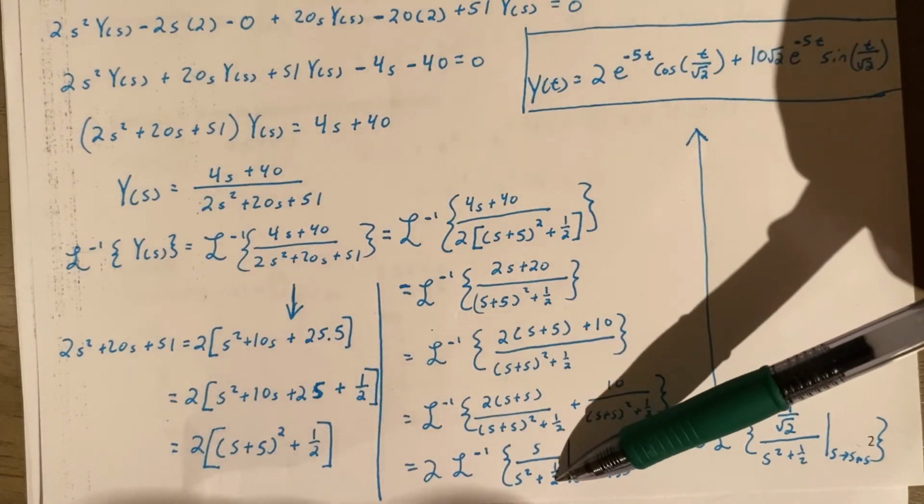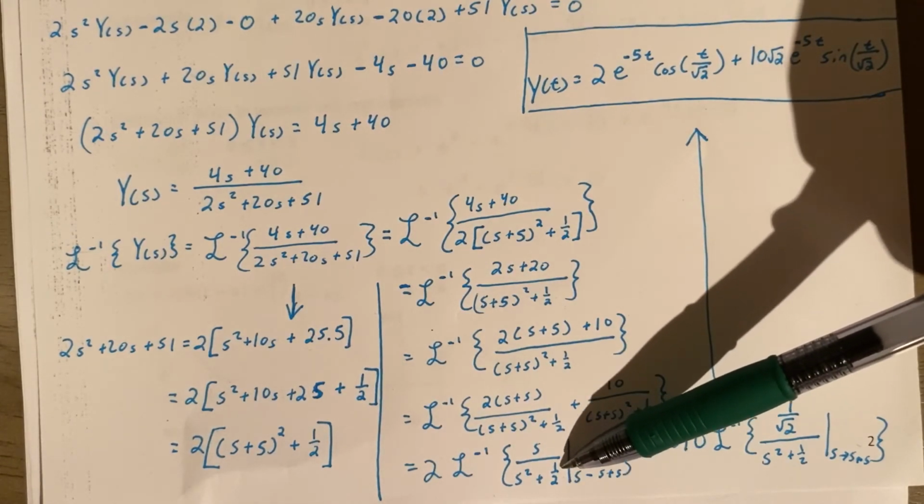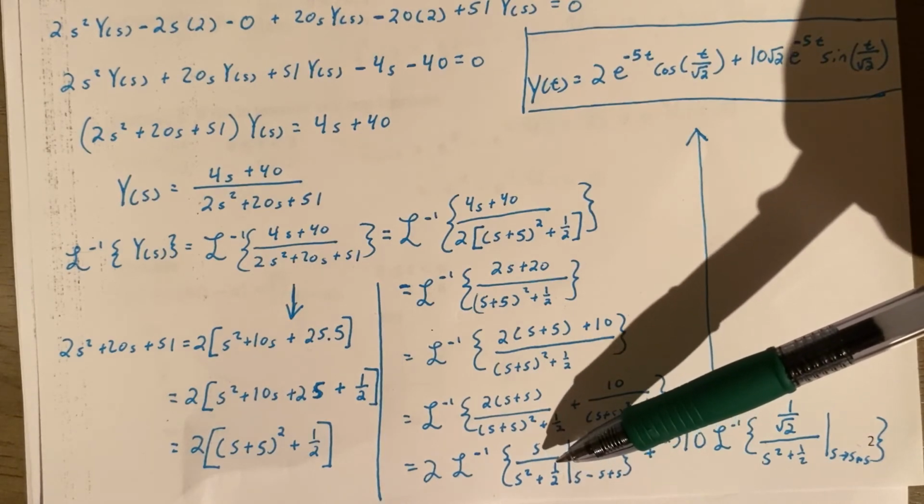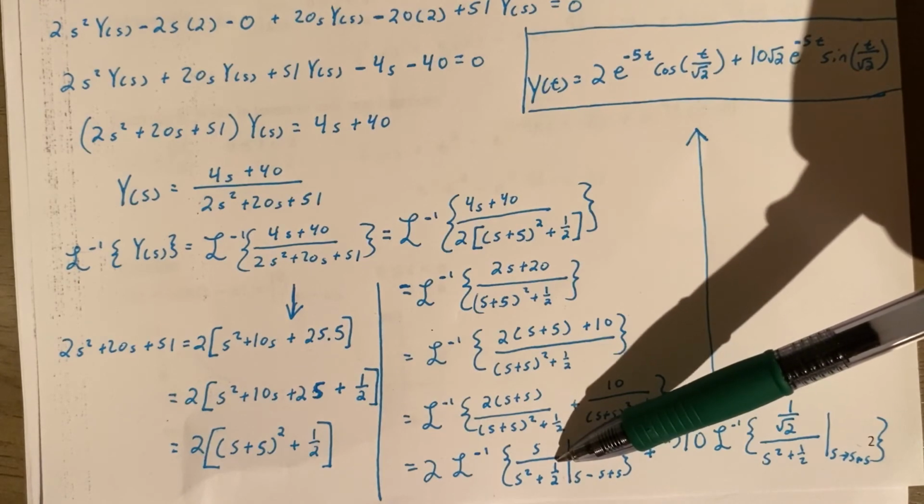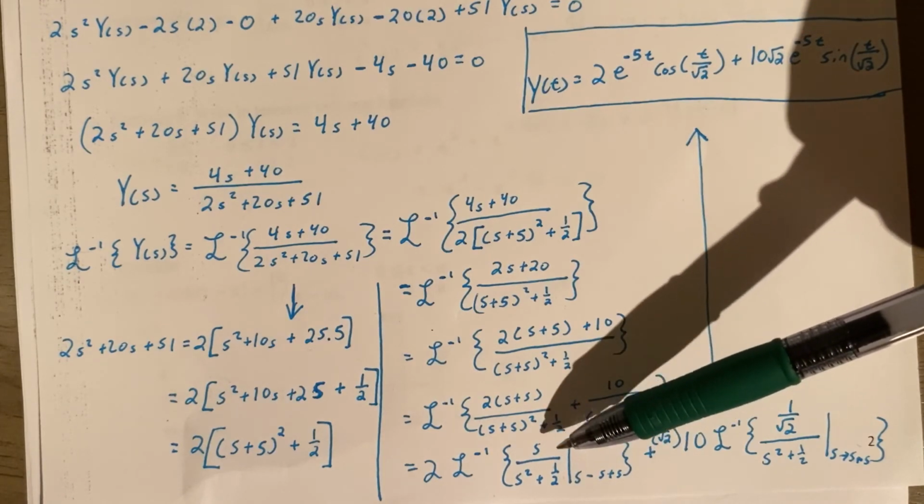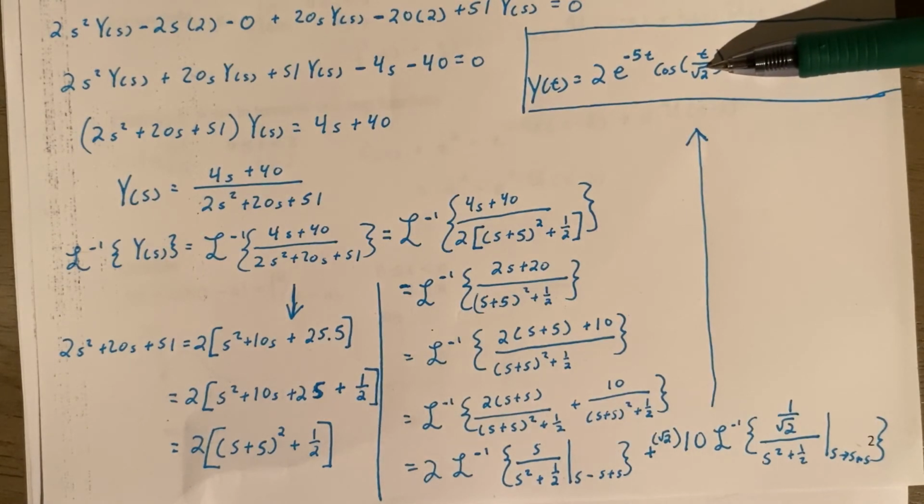Now notice here, my k is 1/2. If I remember, this is k squared, so k squared is 1/2. So that means k is the square root of this. Well, the square root of 1/2 is just 1 over the square root of 2. And so that's why inside my cosine is t over the square root of 2.